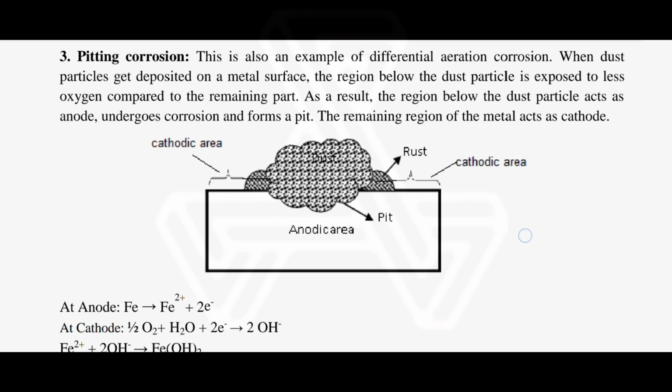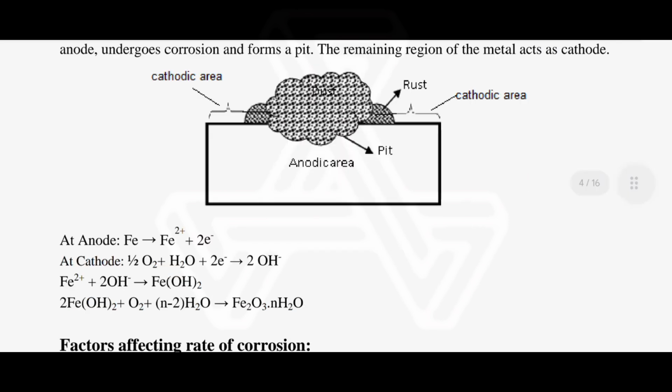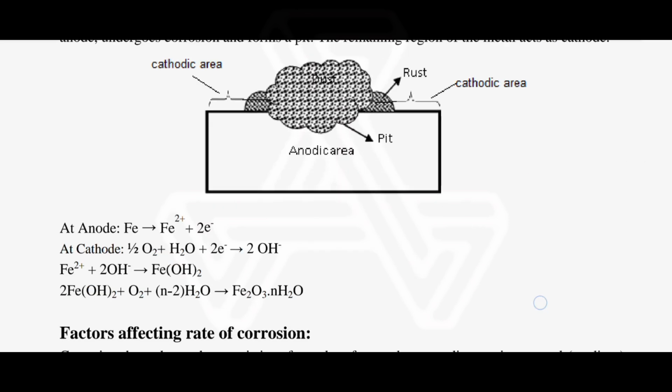As a result, the region below the dust particle acts as anode, undergoes corrosion and forms a pit. The remaining region of a metal acts as cathode. Cathodic area: dust, rust. Anodic area: pits. It forms a pit to store that dust.